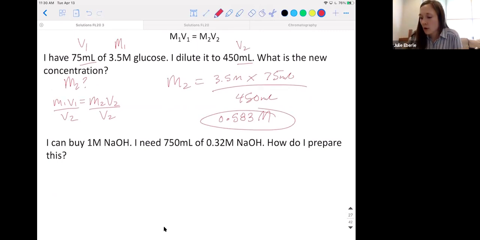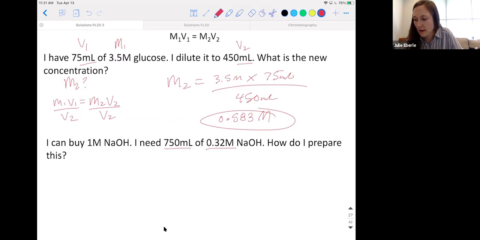I can buy 1 molar NaOH. What is NaOH? You guys remember NaOH when we talked about acid-base reactions? We're going to talk about NaOH a whole lot in chapter 10. Sodium hydroxide, it's a strong base. I need 750 milliliters of 0.32 molar NaOH. How do I prepare this?